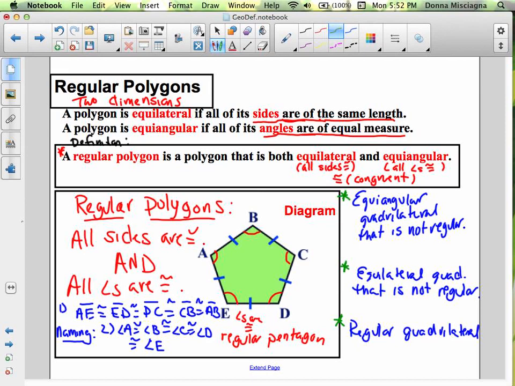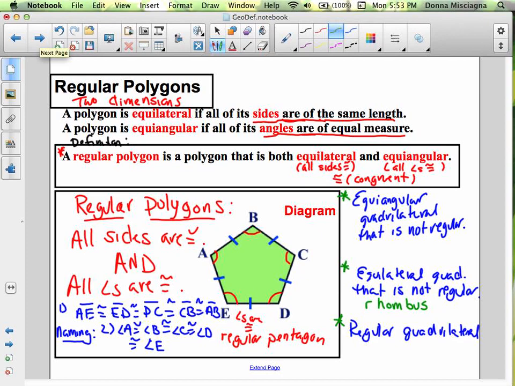And remember, quadrilateral has 4 sides. Can you think of what it is? Pause the tape if you want to. See if you can come up with the answer before I write it down there. And then you can let me know in class if you figured it out. All right, so the equilateral quadrilateral that's not regular is the rhombus. Right? The rhombus has all sides congruent, but its angles aren't congruent.